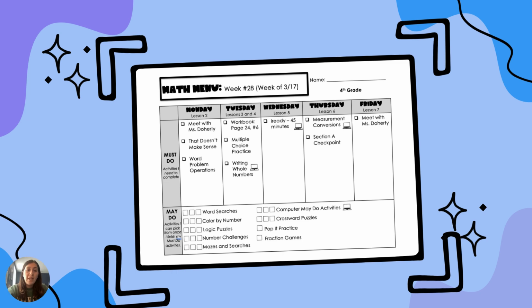So if you look on Monday, this student had to meet with me, the activity that doesn't make sense, and the activity word problem operations. As they finish each one, they check it off. When they have finished everything, they move on to their may-do activities. So the two big buckets for math menus are must-do activities and may-do activities. And so that's what the primary resources are for this course, but there's also a ton more.